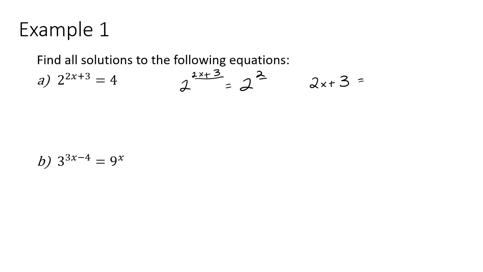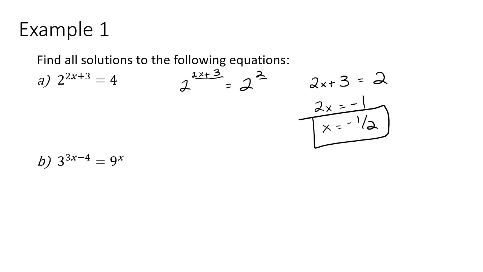So 2x plus 3 would have to be equal to the other exponent of 2. It's a pretty easy or linear equation to solve if we just subtract 3 from both sides and divide by the coefficient of 2. We get x is equal to negative 1/2.